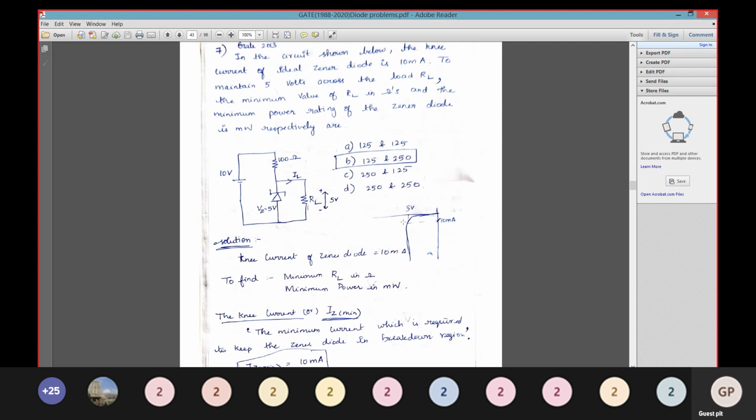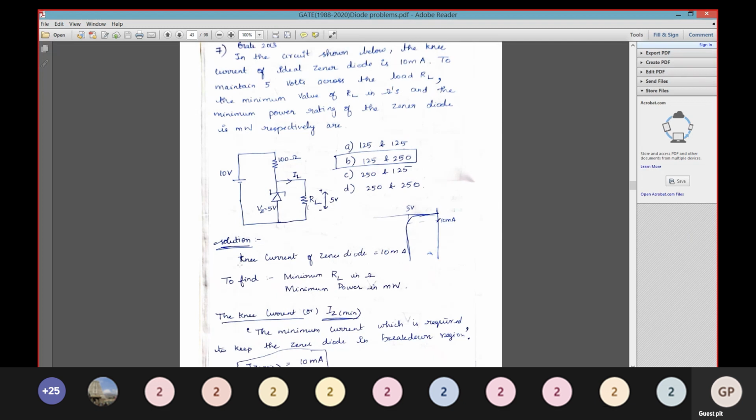To maintain 5 volt across the load resistance RL, find the maximum value of RL in ohms and the minimum power rating of the Zener diode in milliwatts, respectively. So they are asking you the minimum and the maximum value. These are the options.